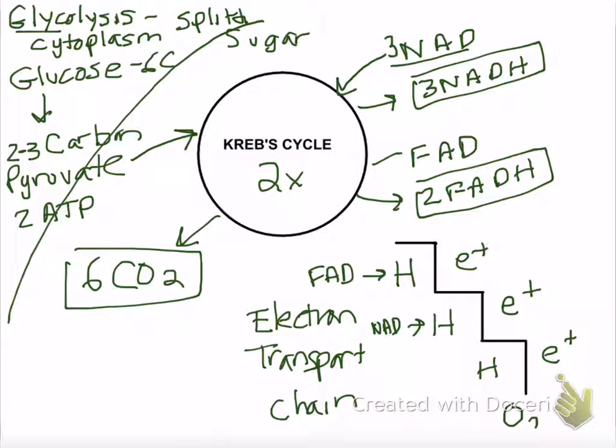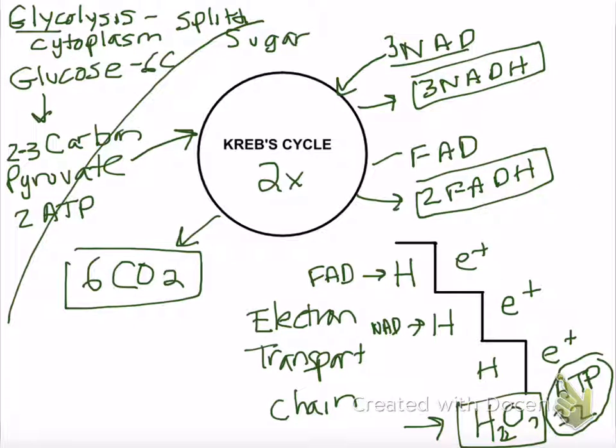At the end of this chain, oxygen is going to combine with 2 hydrogen to make water, and all of these electrons are going to generate ATP. In this step, we can make 32 ATP. We also make 2 ATP in the Krebs cycle. So we put 2 ATP in.